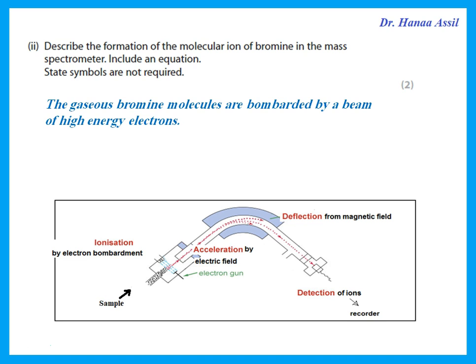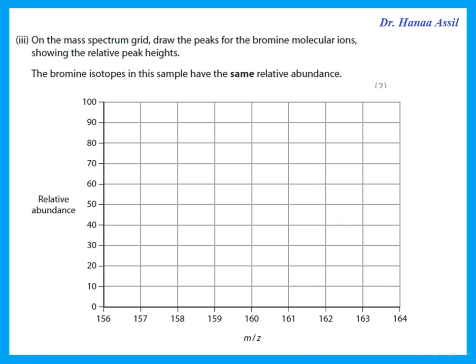So the first thing is the sample is vaporized, so it becomes a gas. So the gaseous bromine molecules are then bombarded by a beam of high energy electrons to break it up into ions. So the bromine loses one electron to form the molecular ion for Br2.